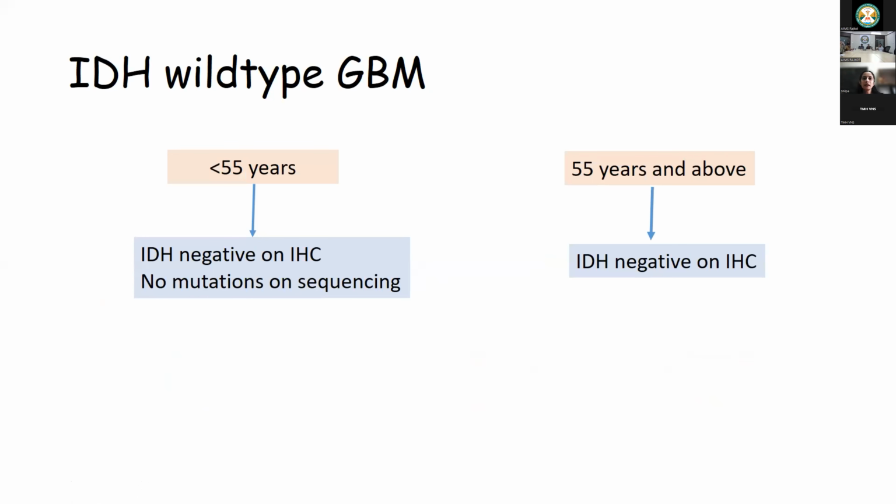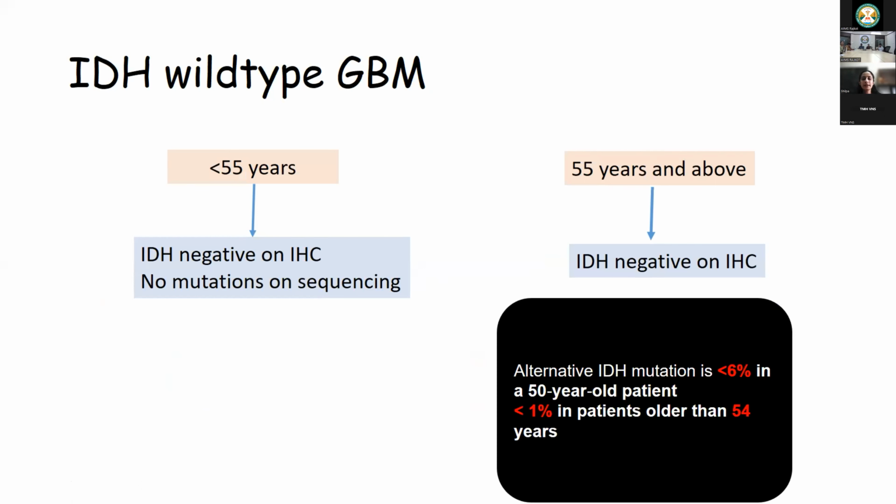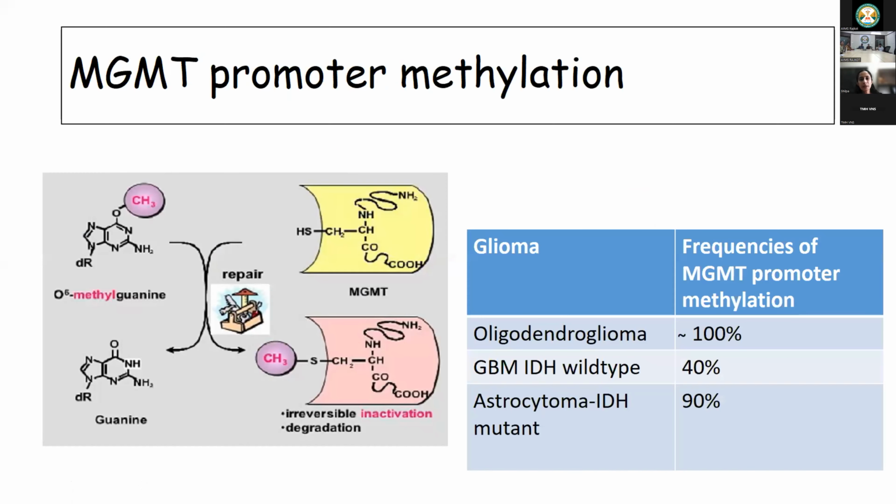There is one exception to the rule of using PCR to call IDH wild type: in patients who are 55 years and above. If these patients show IDH negativity on IHC, then we can directly call these tumors as IDH wild type glioblastoma.